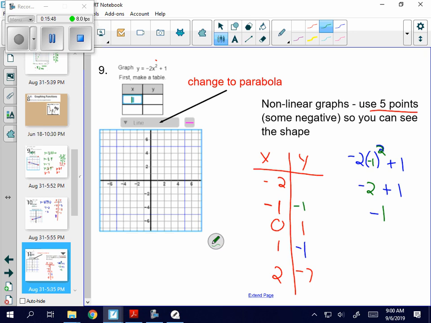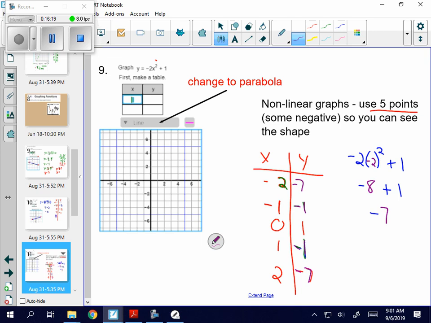Hey, didn't we get a negative 1 earlier? We did. Watch the next one. Now go plug in your negative 2. Pause and compare. So negative 2 quantity squared is positive 4, but times negative 2 is a negative 8, plus 1 is negative 7. So do you see the pattern here? The negative 1s repeated, and then the negative 7s repeated. Oh, and I meant to write negative there.